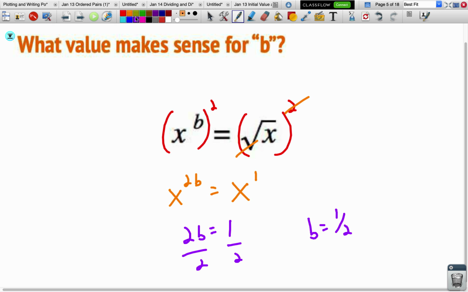So it is valid to say that x to the 1/2 equals the square root of x. So instead of taking a square root, you can raise something to the power of 1/2.